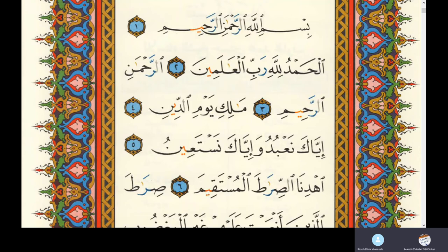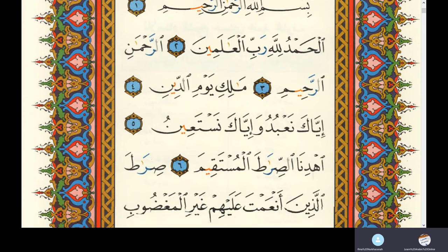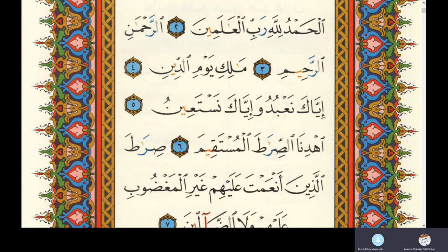Ar-Rahman is the most beneficent. Ar-Rahim, the most merciful. Maliki, the king. Lord, L-O-R-D, or you can also say king. Maliki Yaumiddin. Yaumi means day. Ad-Din means recompense, recounting, day of questioning, day of judgment.